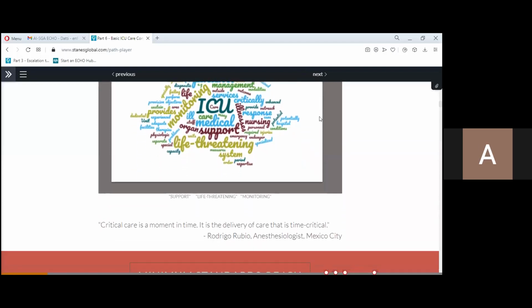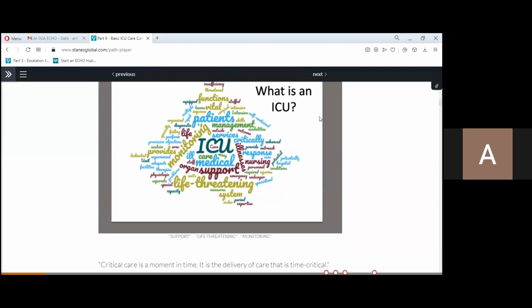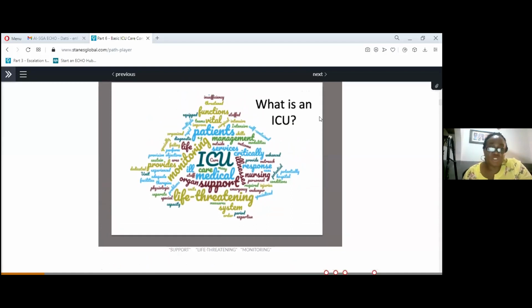So this is more like what people think ICU is. Is it a place for monitoring, organ support? Is it where life-threatening diseases are managed, nursing care, patient-centered, vital signs.